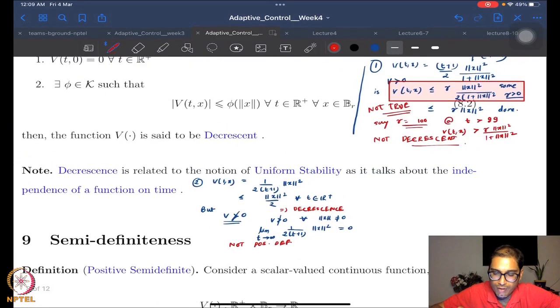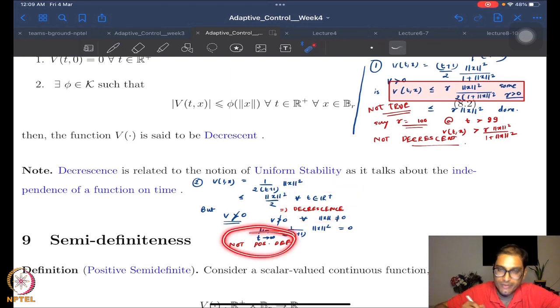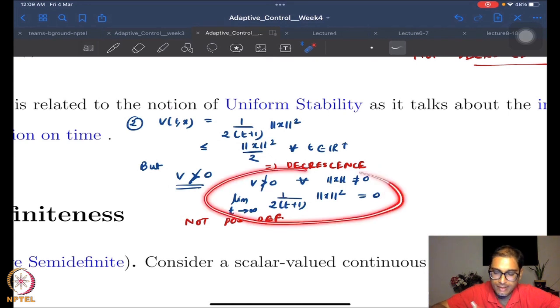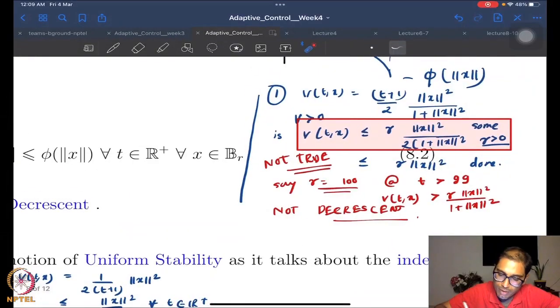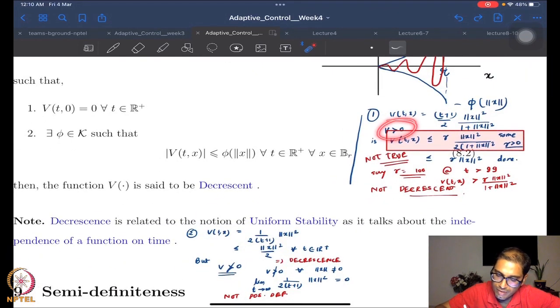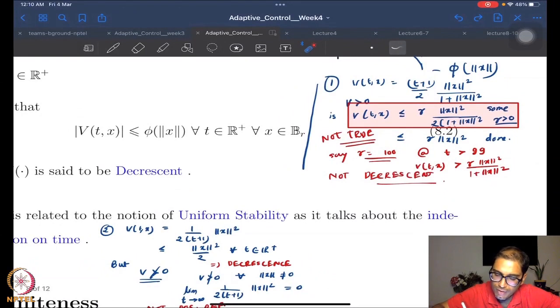We found that if V was a function of state and time, and it was decrescent, like this case here, it turned out that it was not positive definite. Because if it was upper bounded by a class K function, I could not lower bound it by a class K function. I did the equivalent easier test. On the other hand, whenever I could prove that it was positive definite, which we did already in the previous lectures, we could show that it was not decrescent.